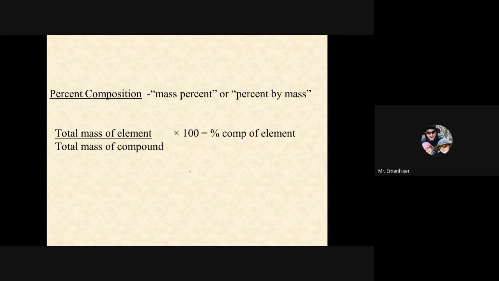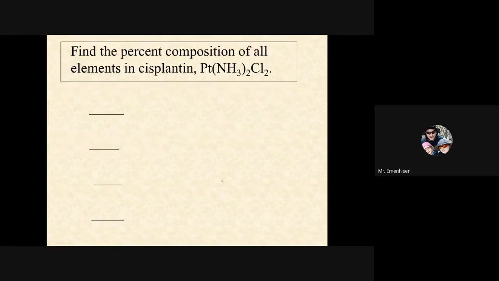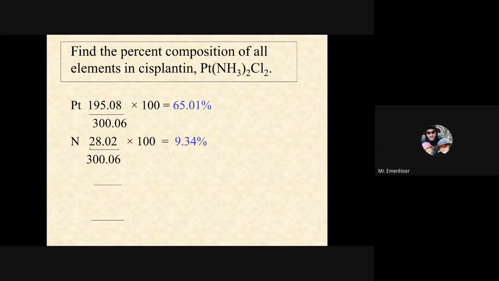Percent composition is the mass percent or percent by mass. We take the total mass of each element and divide by the total mass of the compound. Then we multiply by 100, and that'll give us percent. You have to multiply by 100 at the end. All right, so find the percent composition of all elements in cisplatin. So we take the mass of platinum from our inventory, divided by the total molar mass times 100, and we get 65%. We take the mass of nitrogen.